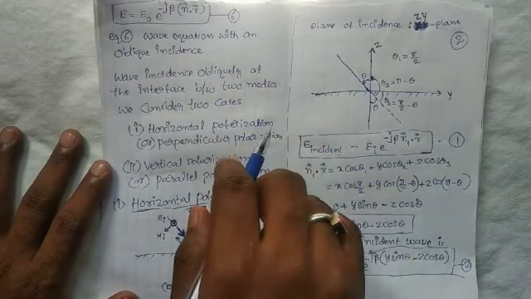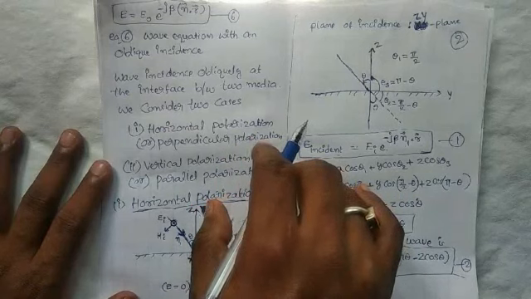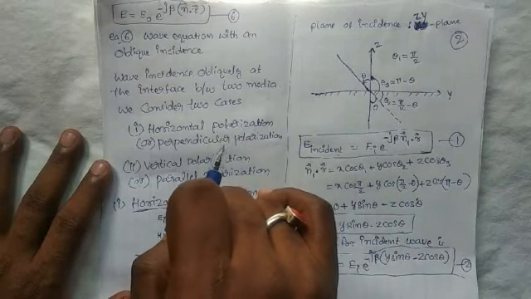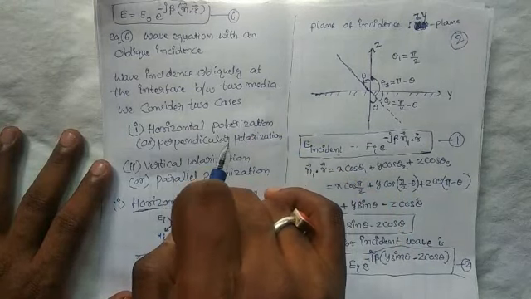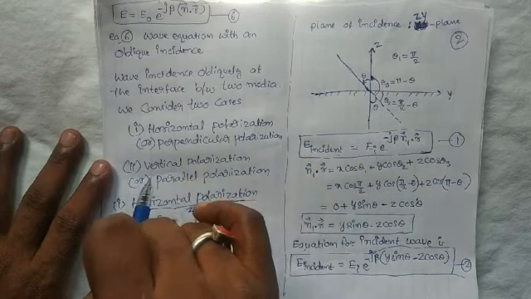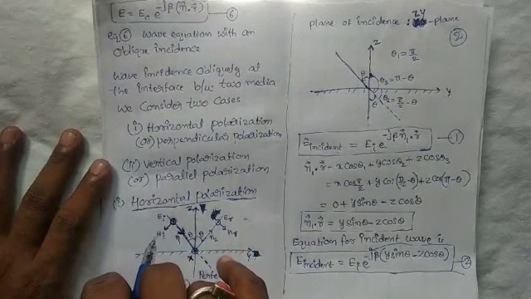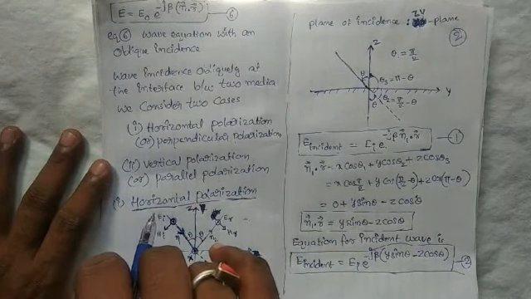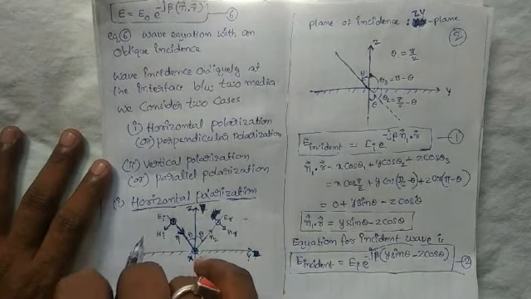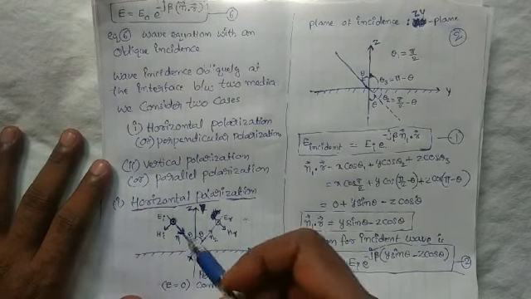polarization. One is the horizontal polarization, also called the perpendicular polarization. The second one is the vertical polarization, or parallel polarization. First, we are discussing horizontal polarization.